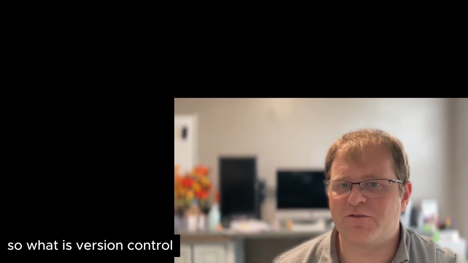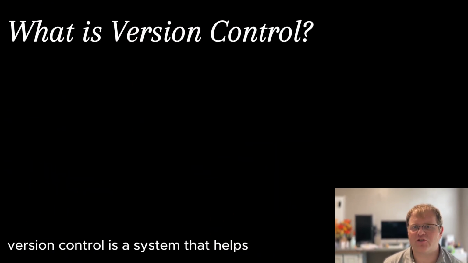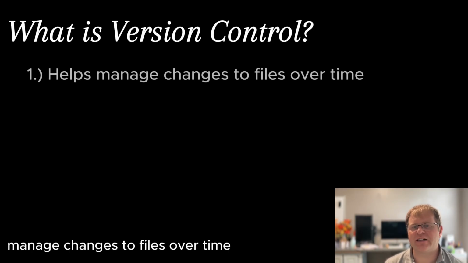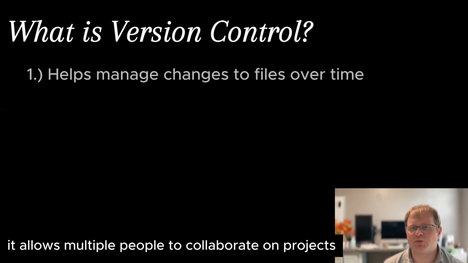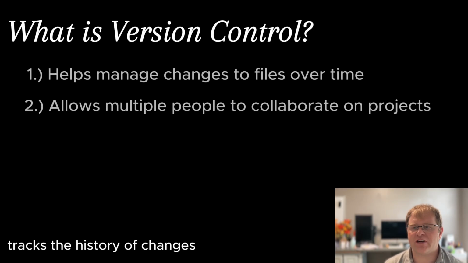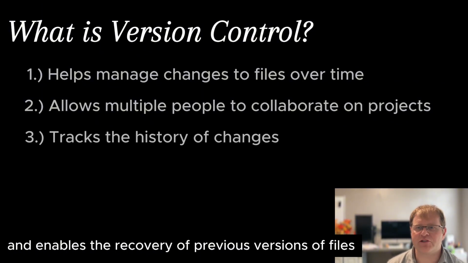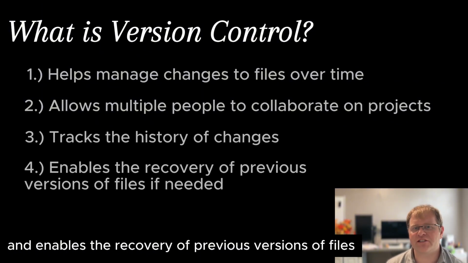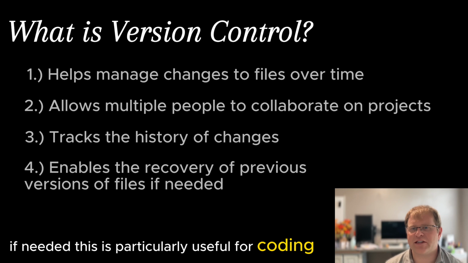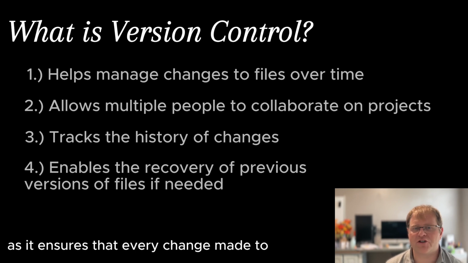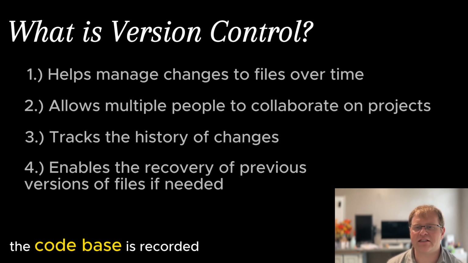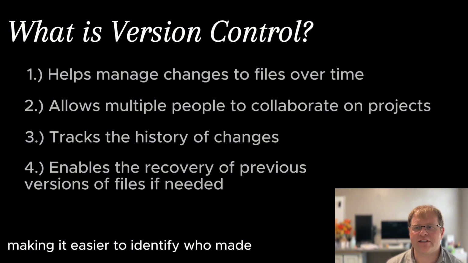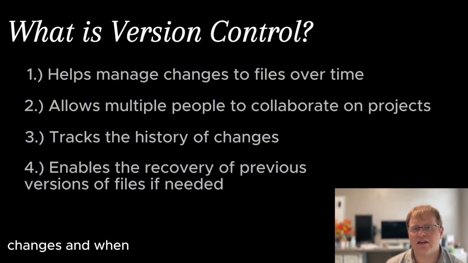So what is version control? Version control is a system that helps manage changes to files over time. It allows multiple people to collaborate on projects, tracks the history of changes, and enables the recovery of previous versions of files if needed. This is particularly useful for coding, as it ensures that every change made to the code base is recorded, making it easier to identify who made changes and when.